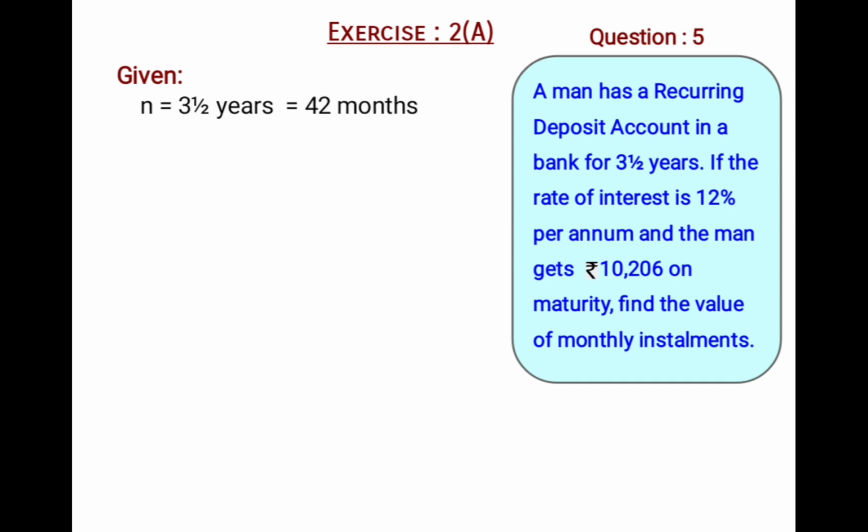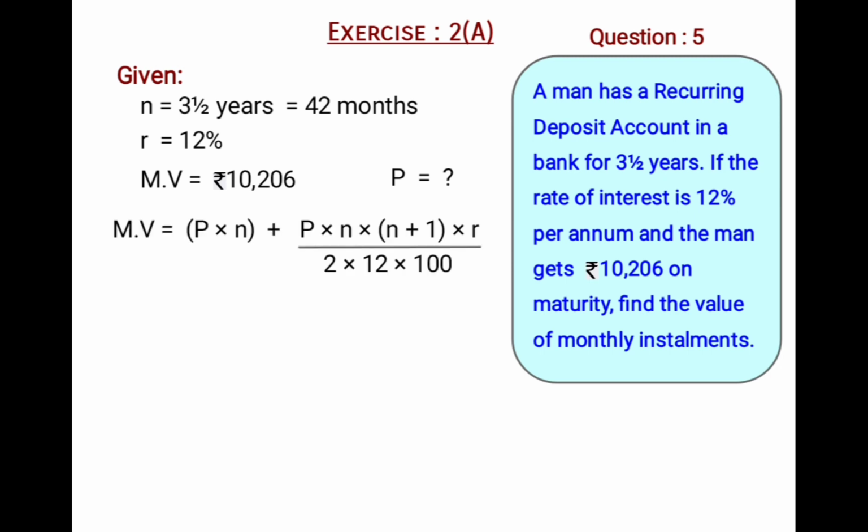If the rate of interest is 12%, given R is equal to 12%, the man gets rupees 10,206 on maturity. Given MV is equal to 10,206. Find the value of monthly installments. Here we want to find the value of monthly installment, that is P. For that we want to write the formula of MV, that is MV is equal to P into N plus P into N of N plus 1 into R, whole divided by 2 into 12 into 100.